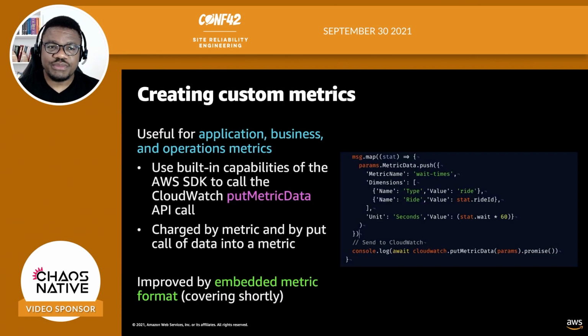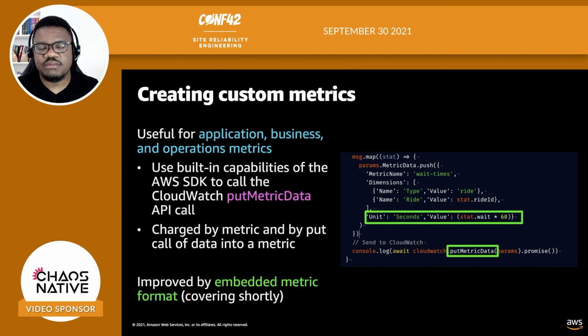You can create custom metrics for your application using CloudWatch. And you will use the built-in capabilities of the AWS SDK to call the CloudWatch PutMetricData API call. And for this API call, you're charged by metric and by put call for the data into a metric. On the right, I've got an example of how this works. So you just basically call the PutMetricData API, and what it will do is take the metrics that you've defined in your code and the value you've set and push that synchronously to CloudWatch.